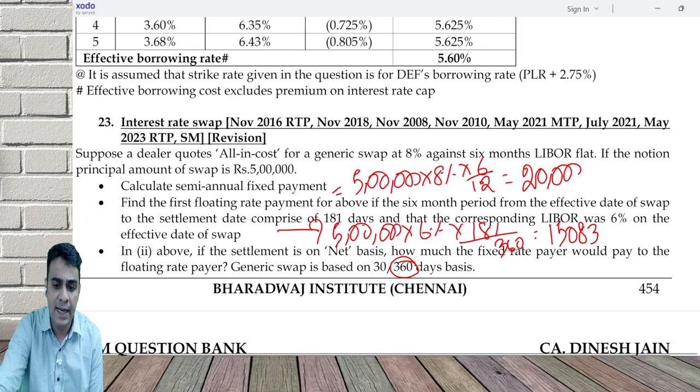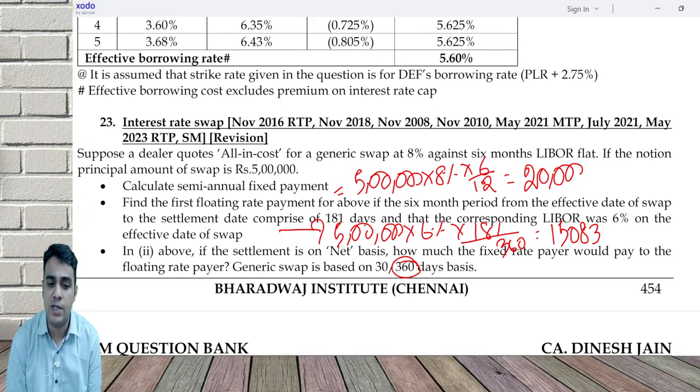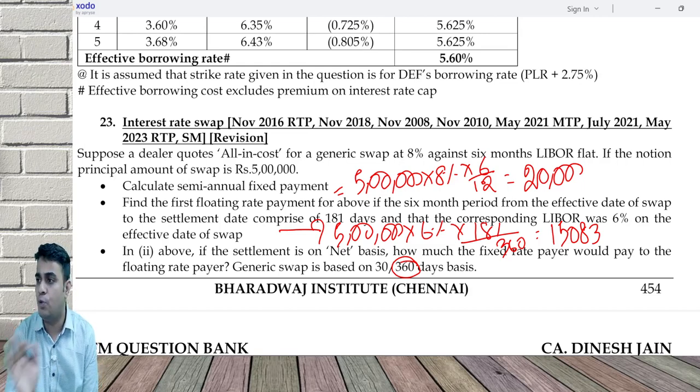In this question, a dealer quotes an all-in cost for a generic swap at 8% against 6-month LIBOR flat. If the notional principal is 5 lakh, semi-annual fixed payment, first floating payment. The question nowhere mentions who's paying and who's receiving. If you are paying fixed, you have to pay 20,000, and if you are paying floating, you have to pay 15,083. Who will settle whom in the end? Fixed has to settle the floating guy. It can be the other way around.